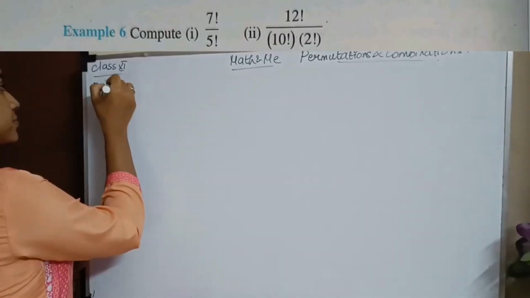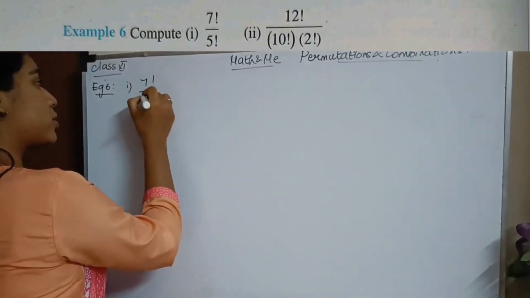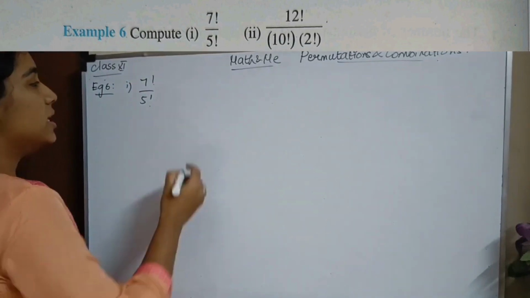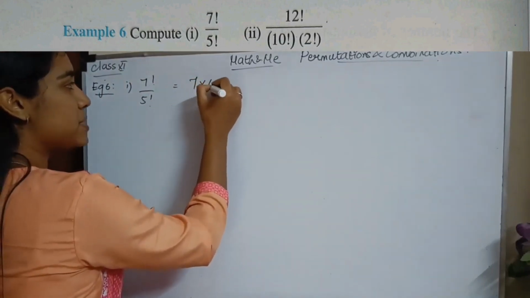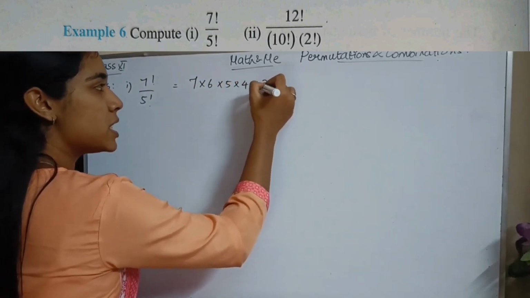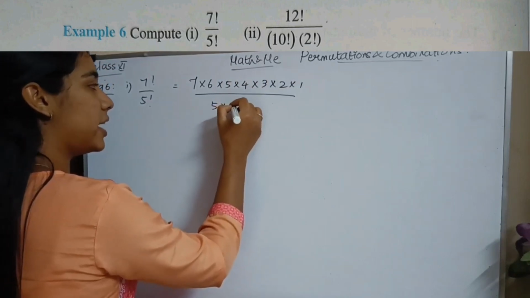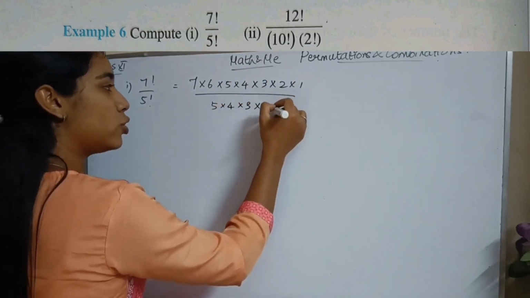Example 6. First subsection, compute 7 factorial divided by 5 factorial. What do we do? 7 factorial is 7 times 6 times 5 times 4 times 3 into 2 into 1, divided by 5 factorial, which is 5 times 4 times 3 into 2 into 1.